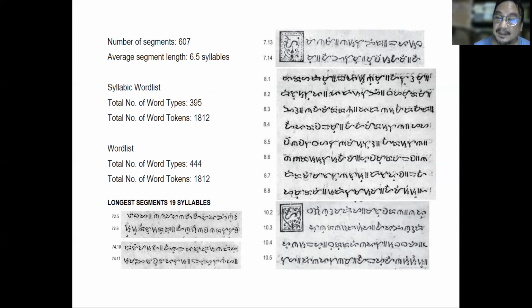So if we have an average of 6.5 syllables per segment, the longest segments are 19 syllables in the Doctrina Christiana. So we have here the actual images from this book, right? And these are the actual excerpts from this book.